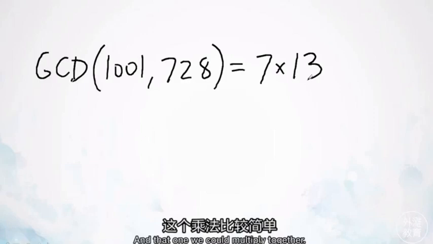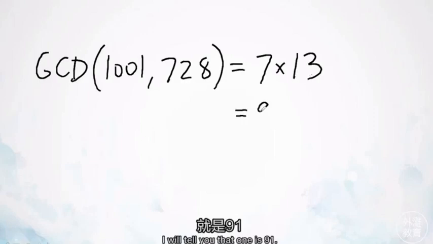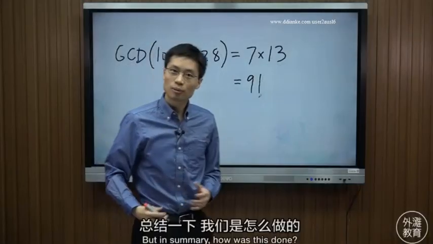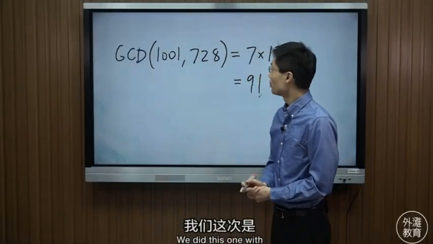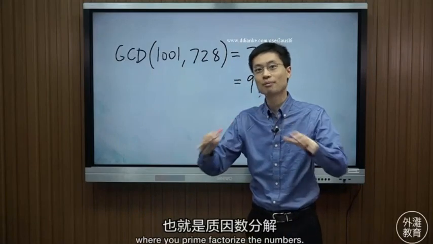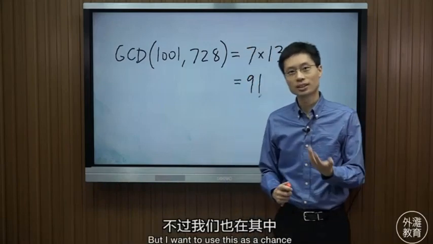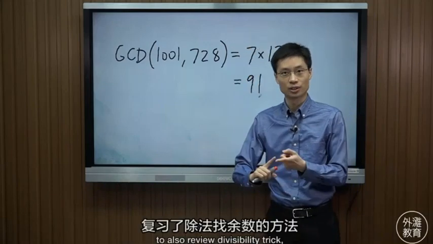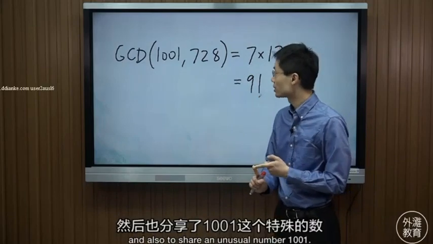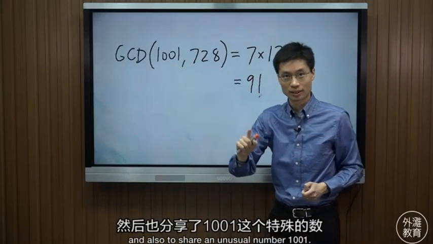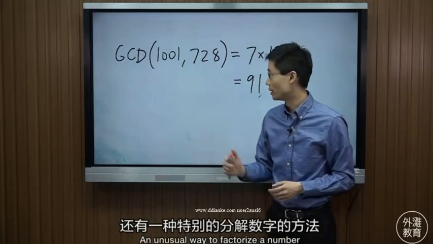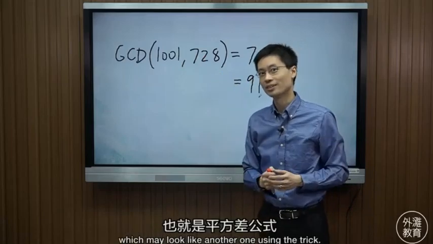And that one we could multiply together. I'll tell you that one is 91. That's a number we see often. But in summary, how was this done? We did this one with, I would say, the basic method, where you prime factorize the numbers. But I wanted to use this as a chance to also review the divisibility tricks and also to share unusual number 1001 and unusual way to factorize a number which may look like another one using a trick.